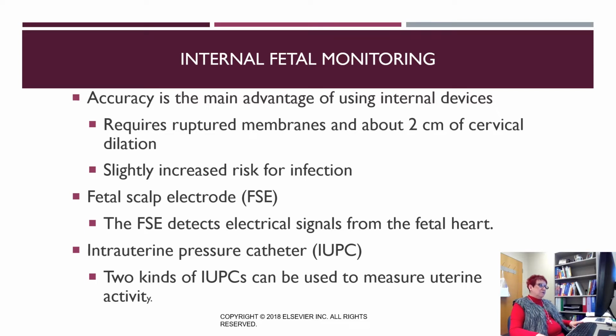There's a slightly increased risk for infection because it's inserted through the vagina, okay? The fetal scalp electrode, that's a little electrode that's actually put under the scalp of the baby's head, and it gives us a heart tracing. And then the intrauterine pressure catheter can be used to measure uterine activity, intensity, contractions. Oftentimes this may be done if you have meconium stained amniotic fluid and they're really concerned about the health of the baby. So there's indications for it. This is not done routinely. It's usually external because you can see it's very invasive.